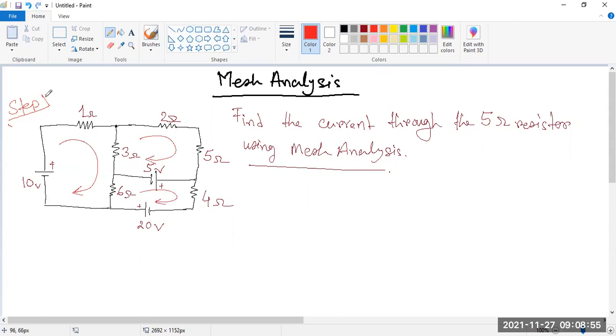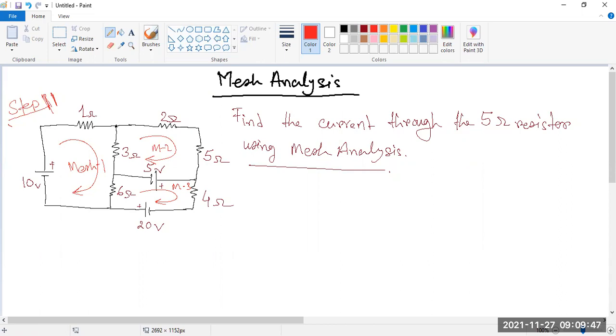Then step two. Step two is naming the loops, or the meshes. A mesh is an elementary loop, meaning you can't divide this mesh into others. But this is a loop which can be divided further in two ways, into mesh 1, mesh 2 and mesh 3. Mesh is the only elementary loop, but you can see this is a total loop. So this is step two.